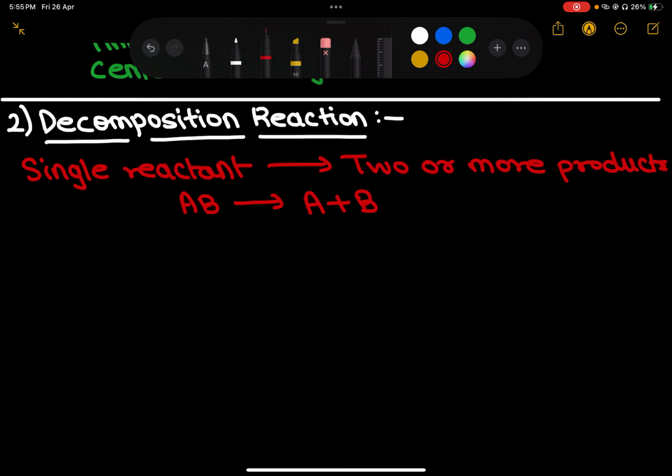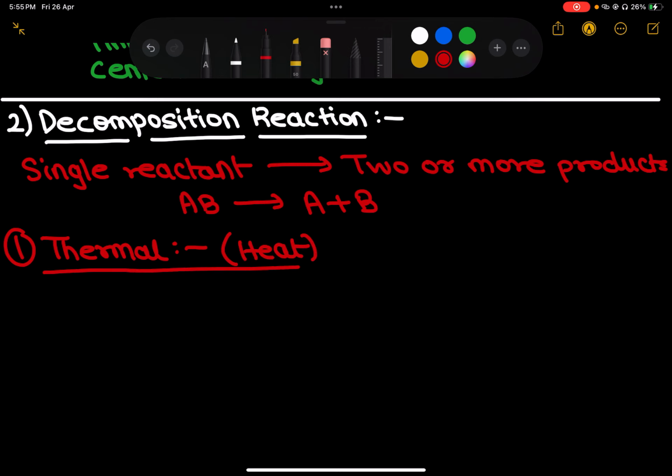Combination was of only one type. Decomposition are of three types. Okay, so let's see each of them in detail. The first type is thermal decomposition reaction. Now, thermal basically means heat. The decomposition reaction which takes place when heat is applied is known as a thermal decomposition reaction. Examples.